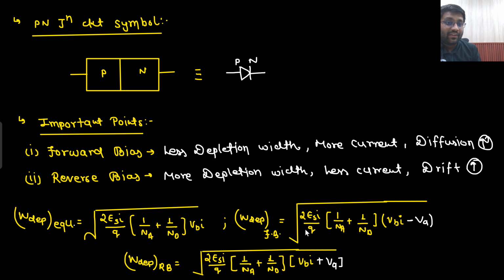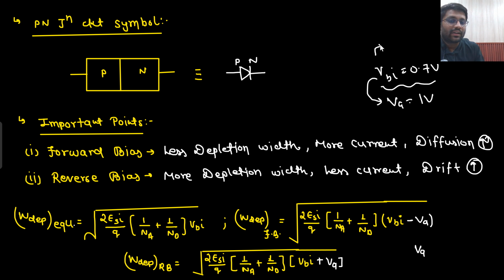Now you might have a doubt: what if V built-in becomes greater than VA? Sorry, what if VA becomes greater than V built-in? Let's say V built-in is 0.7 volt and I have applied VA equal to 1 volt. Then 0.7 minus 1 would become negative, an imaginary number. Then what will happen? On a top level I can tell you one thing: this VA will never cross V built-in. Whatever bias you apply, it will never be able to cross V built-in.